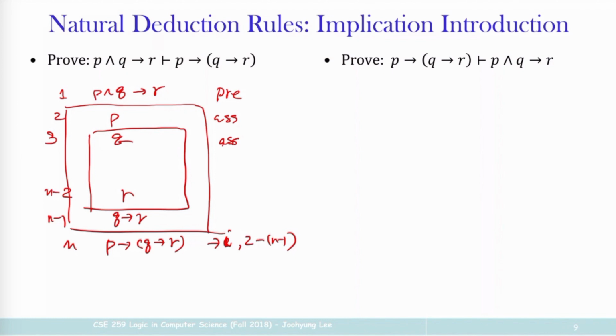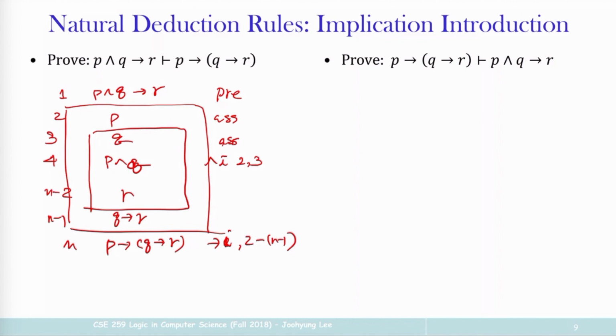What can we do? Line 1 and line 3? Line 1 and line 3? Line 2 and line 3. Right? Yes. So if we do line 2 and line 3, we can do P and Q. This is conjunction introduction to line 2 and 3.